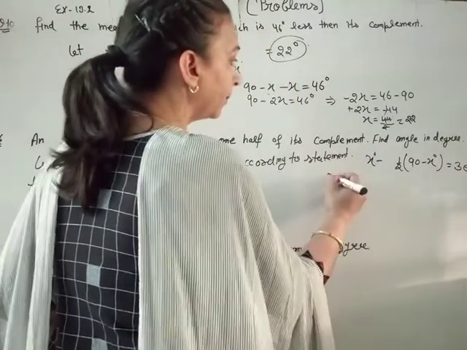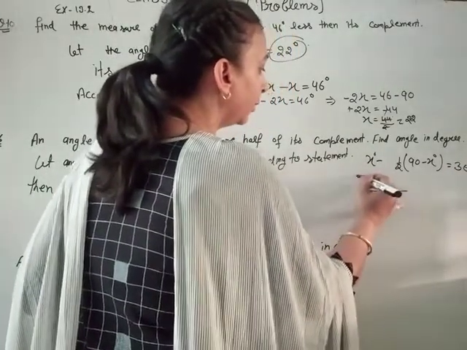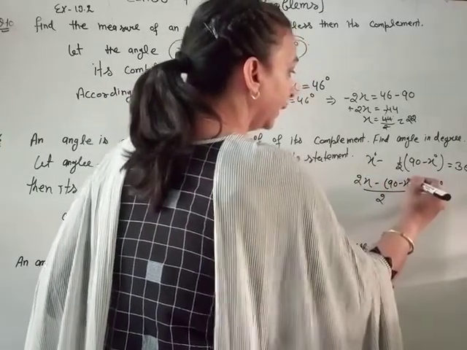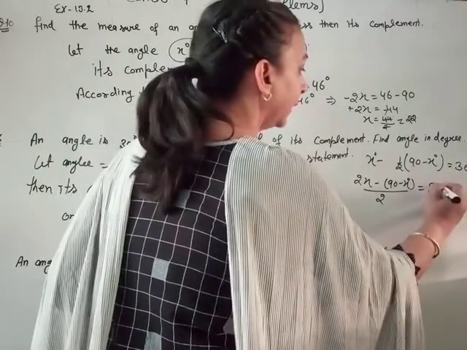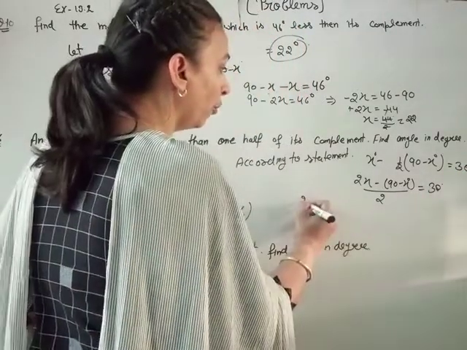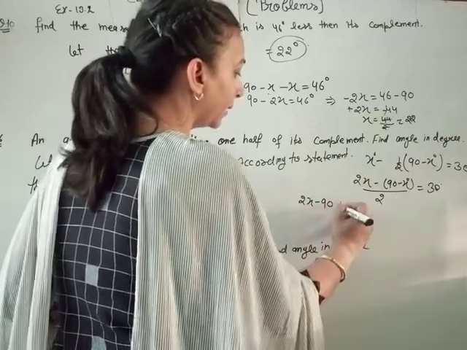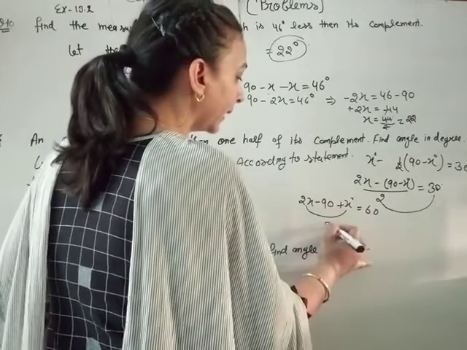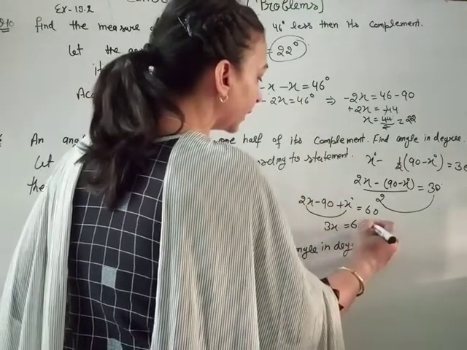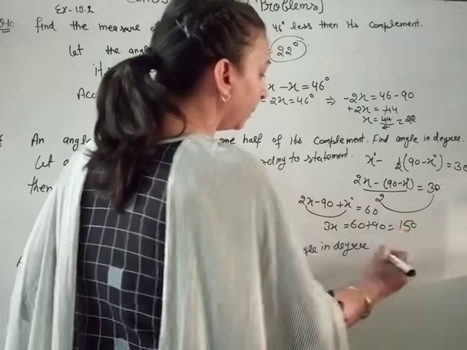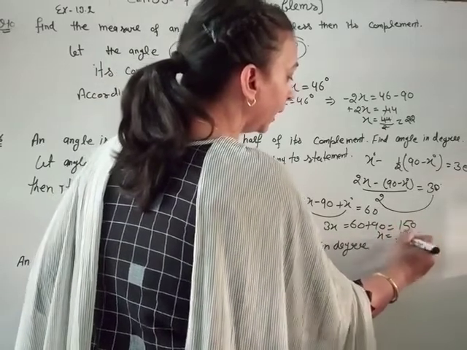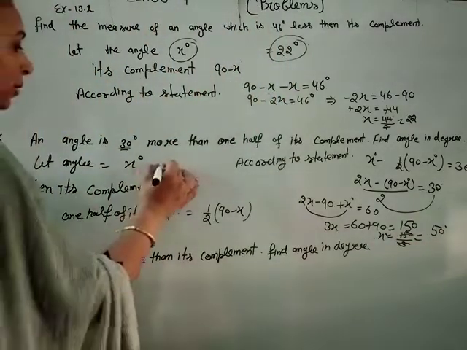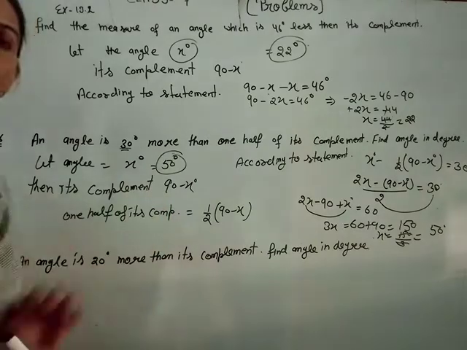Okay. Then we take LCM 2, then 2x minus 90 plus x equals 2 multiplied by 30, which is 60. 2x plus x, 3x equals 60 plus 90, which is 150, and x equals 150 by 3, which is 50. X degrees equals 50 degrees, so the measure of the angle equals 50.